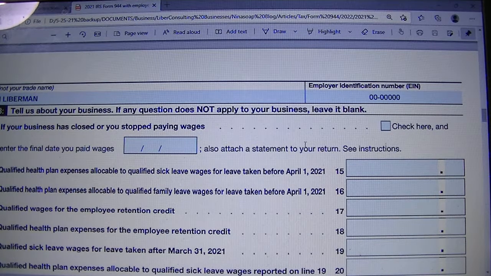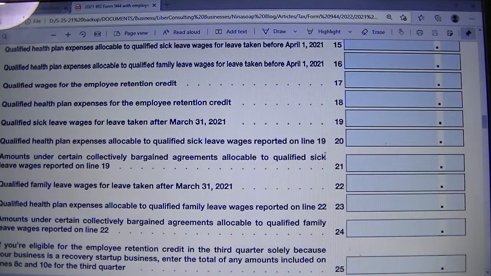So if it's related to you, then you have to check it and put the dates that you paid wages for the last time for the old business, and then you'll attach a statement on the return. Make sure the statement has the old business name, the old business identification number, and the information you wanted to share with the IRS to make it clear that you are not going to be filing Form 944 for the old business any longer.